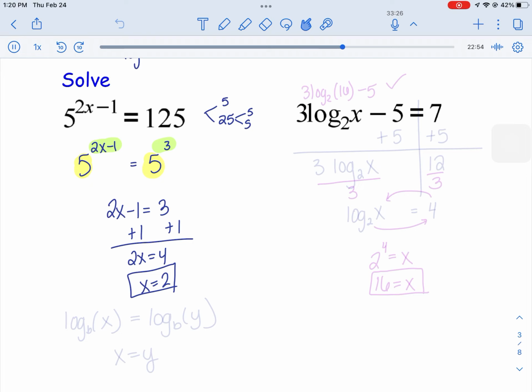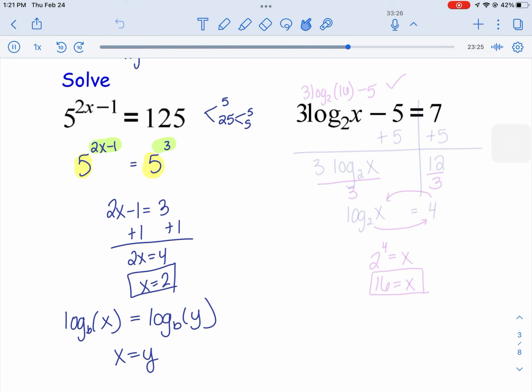There's also one where, if you have log of any base of something, and it's equal to log of the same base of something else, then that means that whatever's inside has to be equal. So that's kind of the same idea. If the bases are the same, you set what's in the exponent or what's inside equal to each other. So if you have 2 logs equal, you can set the insides equal as well and then finish solving.